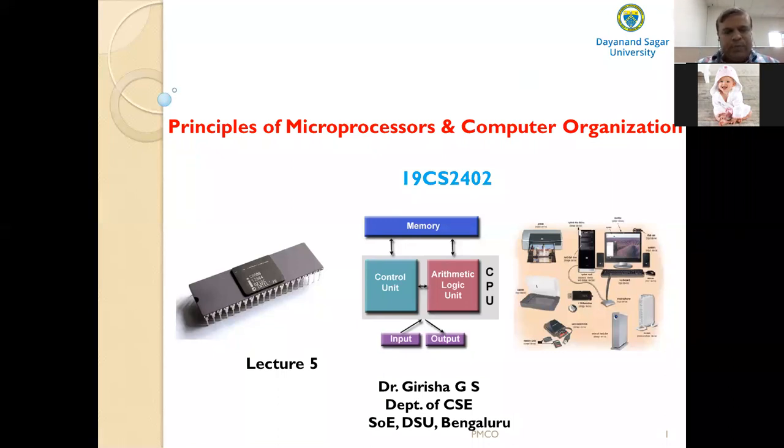Good morning. So let me recollect what has been taught in the previous class. In the previous class, we came across the microprocessor-based personal computer system. Why do we need the microprocessor-based personal computer system? The answer is to perform some useful functions or useful tasks.